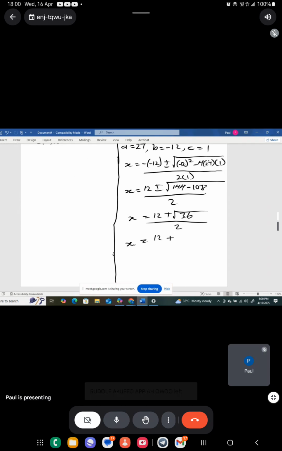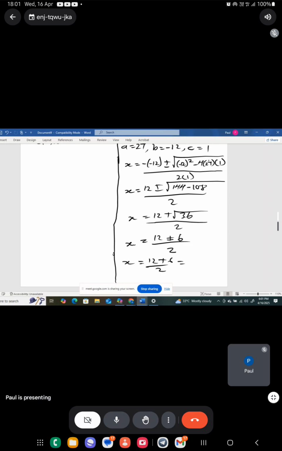Okay, so here we get 12. The square root of 36 is 6. So plus or minus. We start with a plus. 12 plus 6 is 18, divided by 2 is 9. And also 12 minus 6 is 6, divided by 2 is 3. So therefore the answers are 3 or 9.